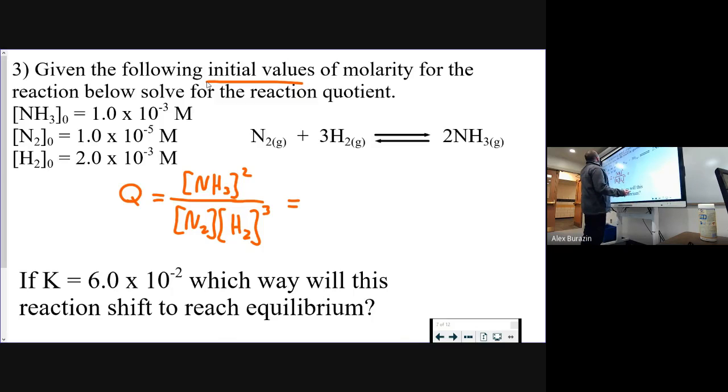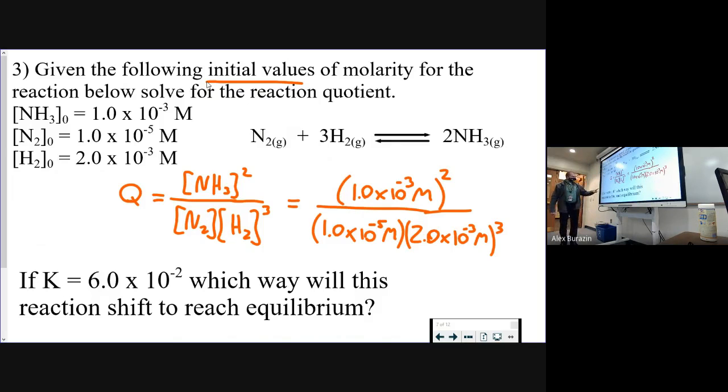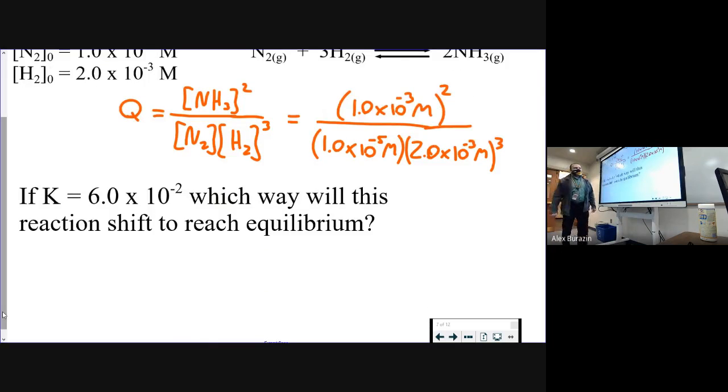I was given an initial molarity of ammonia equal to 1.0 times 10 to the negative 3, divided by, oh, I'm sorry, that's squared, my bad. Divided by the molarity of nitrogen, 1.0 times 10 to the negative 5 molar, first power, and then hydrogen, and I solve for Q. I should have shifted this over a little bit, that's okay.